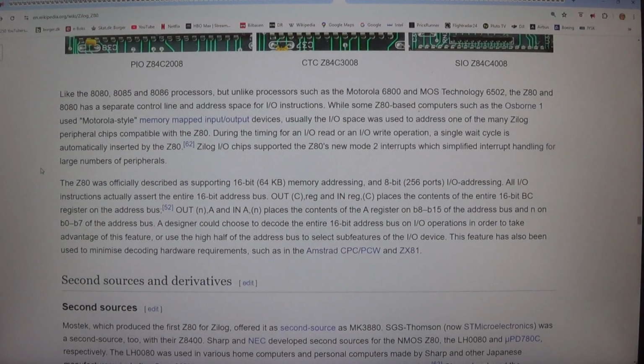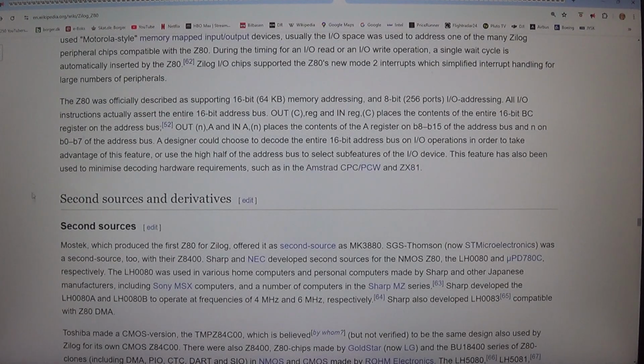During the timing for an I/O read or an I/O write operation, a single wait cycle is automatically inserted by the Z80. Zilog I/O chips supported the Z80's new Mode 2 interrupts, which simplified interrupt handling for large numbers of peripherals. The Z80 was officially described as supporting 16-bit, 64 kilobytes, memory addressing, and 8-bit, 256 ports, I/O addressing. All I/O instructions actually assert the entire 16-bit address bus.